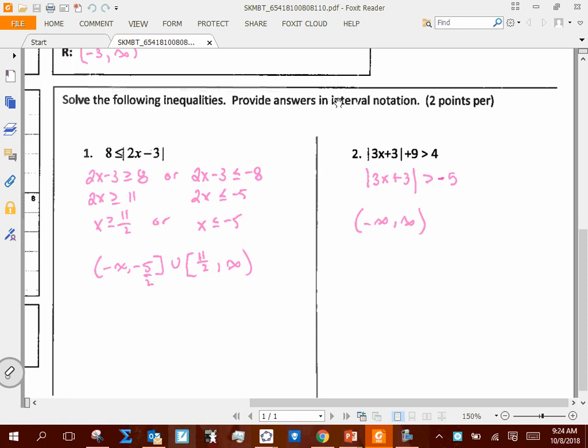Because once I do my first operation here, the absolute value of 3x plus 3 is greater than -5. When is absolute value greater than a negative number? All the time. Off the definition of what we mean for absolute value, that's a situation that always occurs. So we have to make sure that we understand it.